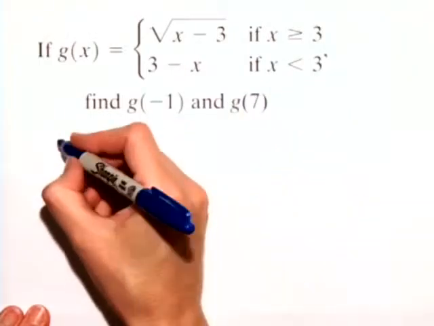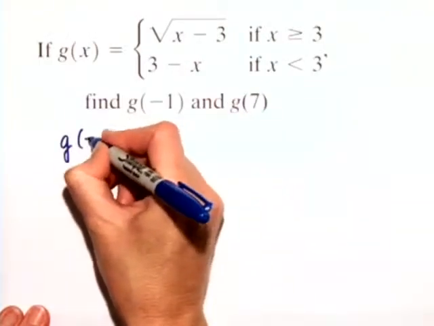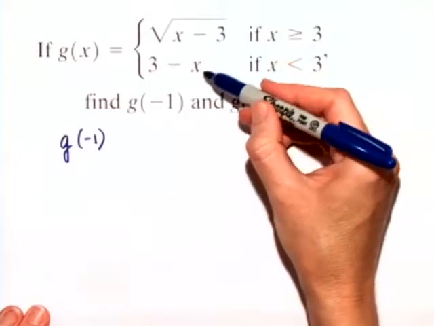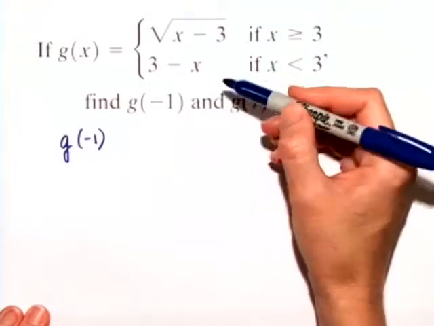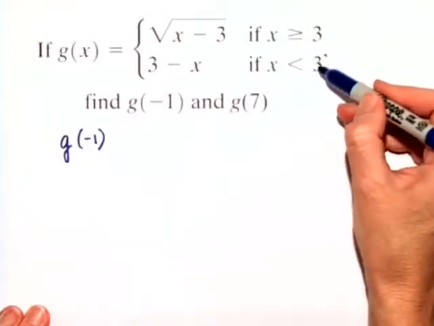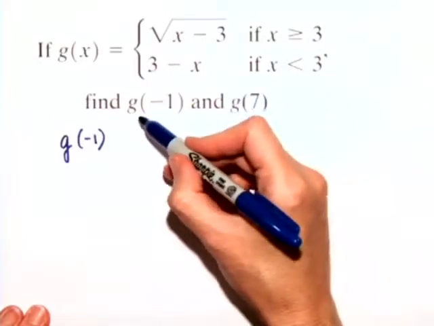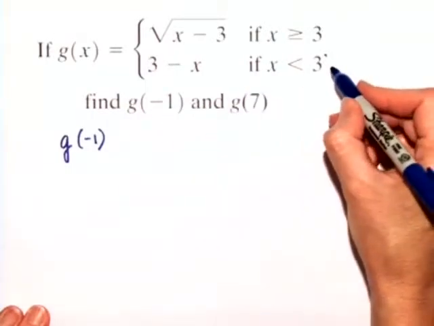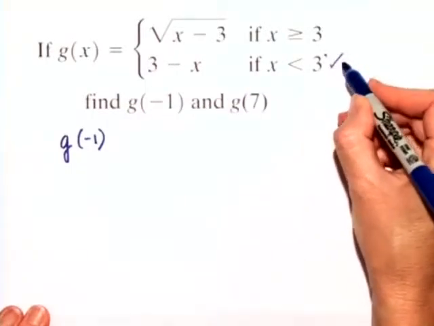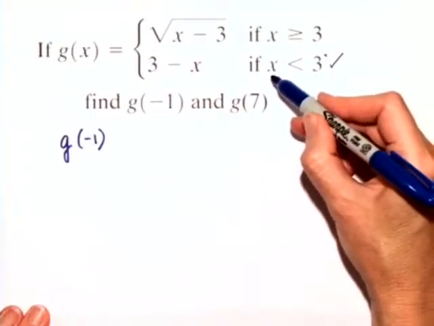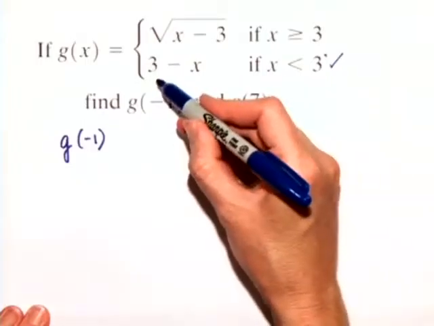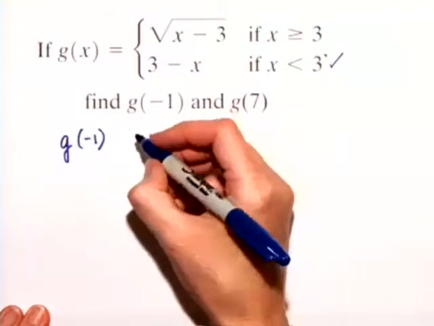So first, let's calculate g of negative 1. Well, we need to determine which of these two functions to substitute negative 1 in for x. Since g of negative 1 means we're substituting negative 1 in for x, we need to choose the second option here because negative 1 is less than 3. So if x is less than 3, we want to choose this function, 3 minus x.